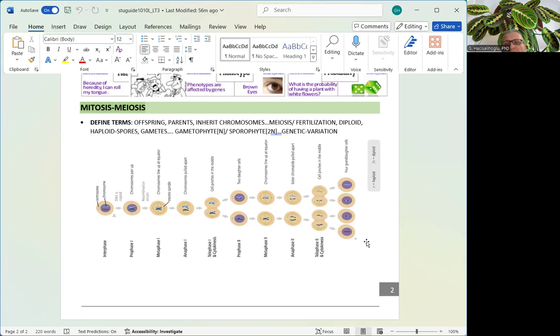And fertilization goes and combines them again, making new diploid cells. Also, in plants, haploid spores and gametes exist. There is something called the gametophyte, which is 1n haploid, and the sporophyte, 2n diploid. And there is always genetic variation, which is very, very important.